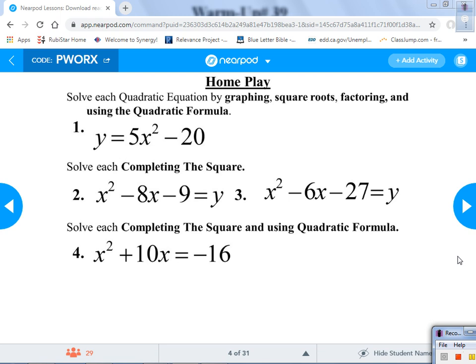All right, so for homework, only 4 problems. Only. Number 1 has to be solved 4 different ways: by graphing, square roots, factoring, and quadratic formula. Numbers 2 and 3 have to be solved by completing the square. And number 4 has to be solved by completing the square and quadratic formula.